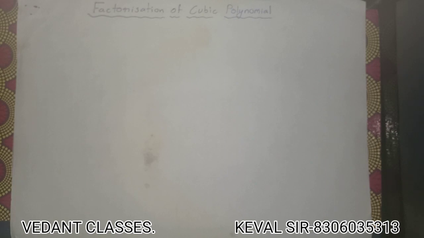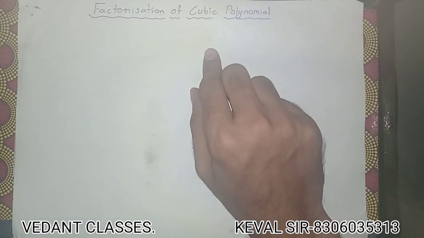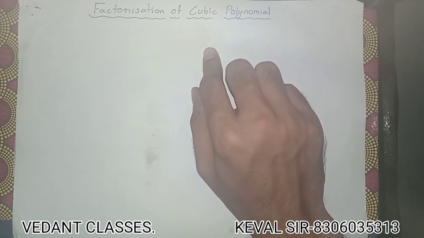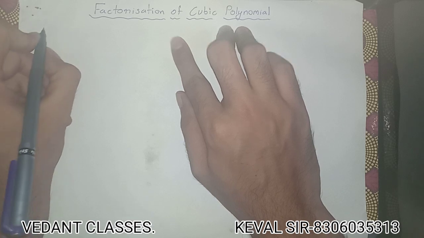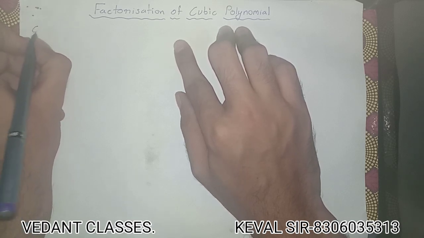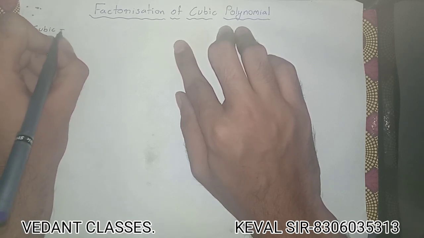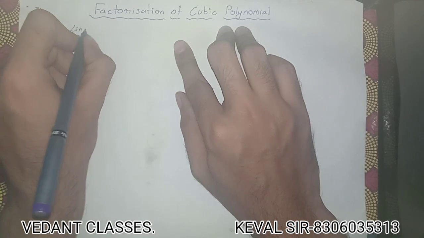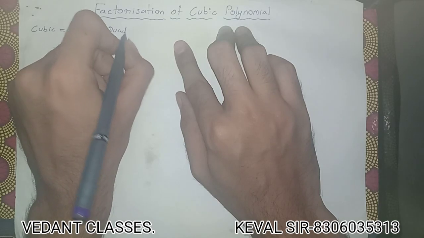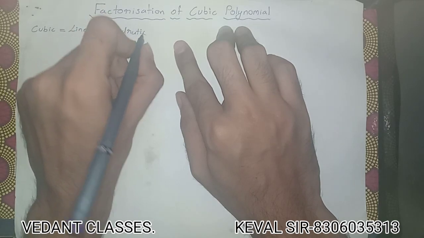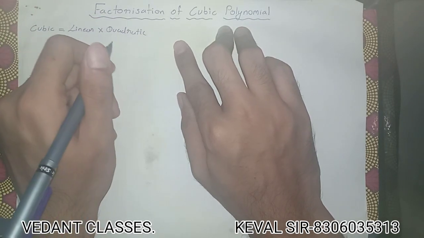Okay, now let's see the factorization of cubic polynomial. As there is no particular method like that in cubic polynomial, I'm telling you a few steps that you need to follow to get the factors of cubic polynomial. The cubic polynomial can be reduced to the form: linear into quadratic. So we need to reduce it into the linear and quadratic form.